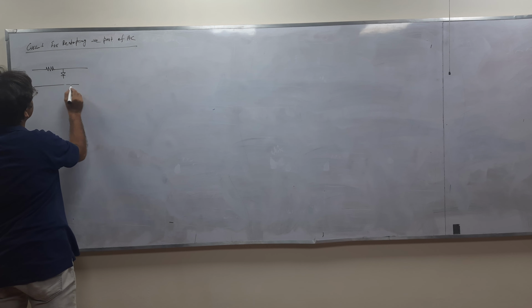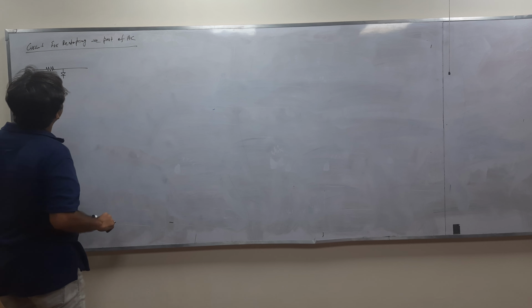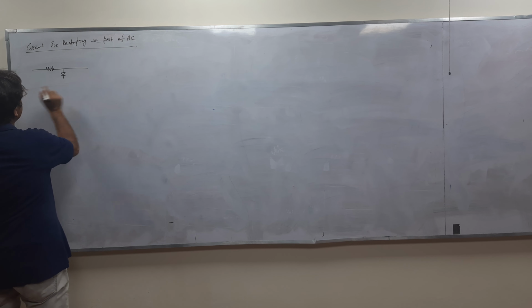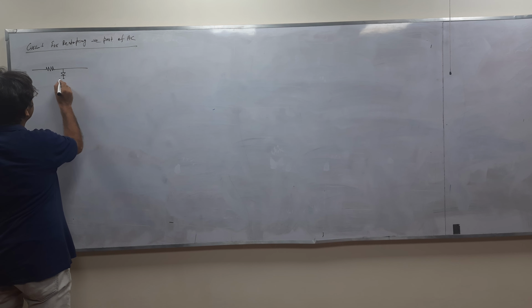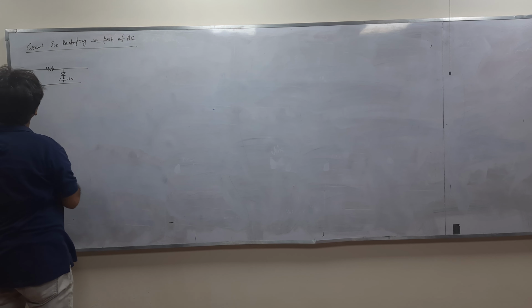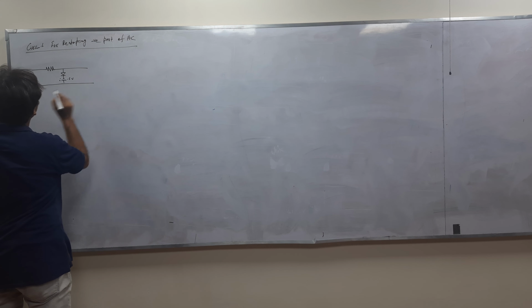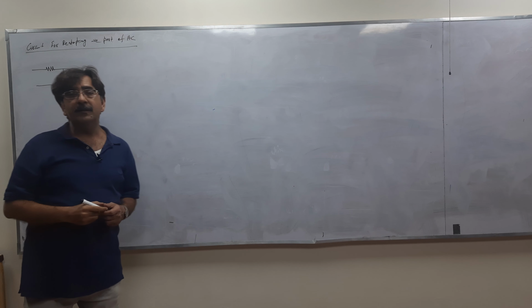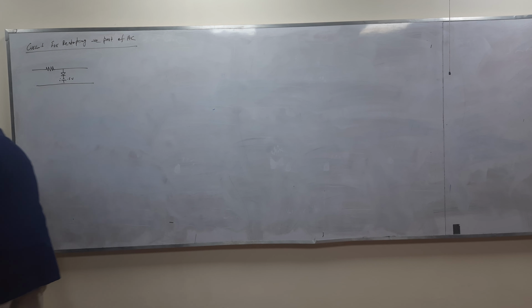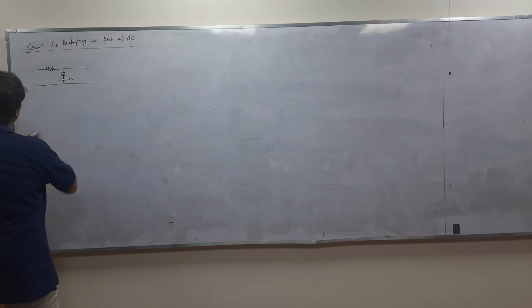For this purpose, if we are interested to reshape the negative part of the AC wave, then we have to change the polarity of the battery. That will be minus 5 volt. This is negative, this is plus. And this will be the circuit for this.